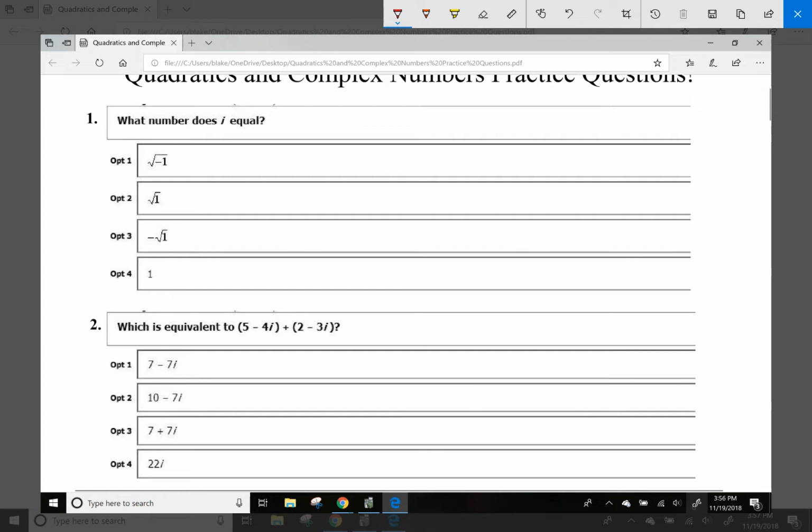So number two, we're adding. So notice whenever you have the little plus sign here, all you're going to do is combine like terms. So like terms, you got 5, and you're going to add 2 to it as well. So 5 and 2 are like terms. 5 plus 2 makes 7. And then you combine your i terms. -4i plus -3i. So -4 plus -3 is -7i. So together you'd have 7 minus 7i. And that would be your answer to number 2. So again, just combine your like terms.